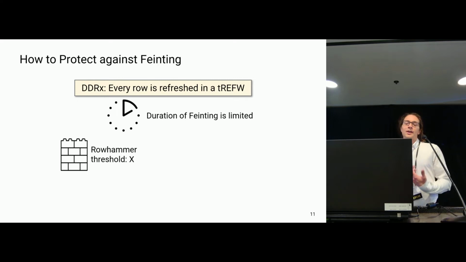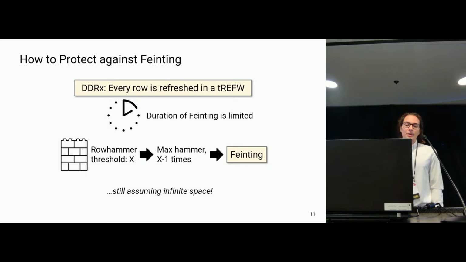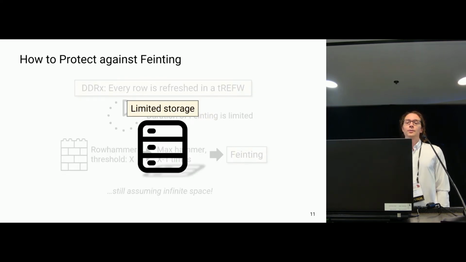In other words, starting from a certain hammer threshold X, we know that the maximum amount of time that the row can be hammered is X minus 1, of course. And fainting gives us the idea if this device can be protected at all or not. However, there is a problem. We are still assuming infinite amount of space, right? So we need to introduce the first real-world problem, which is limited storage.